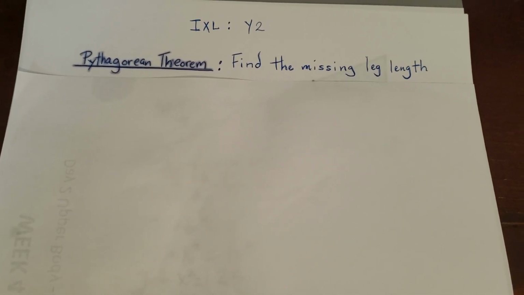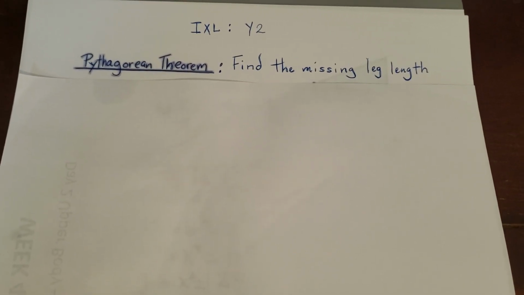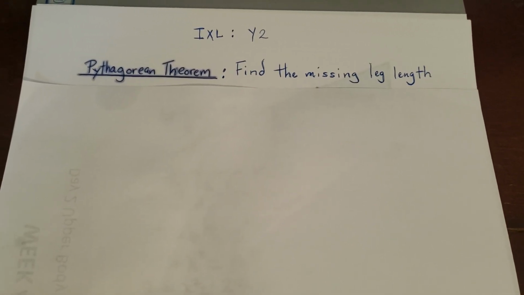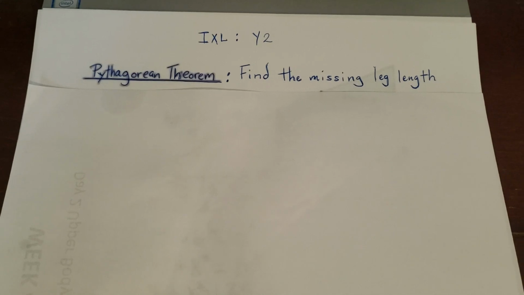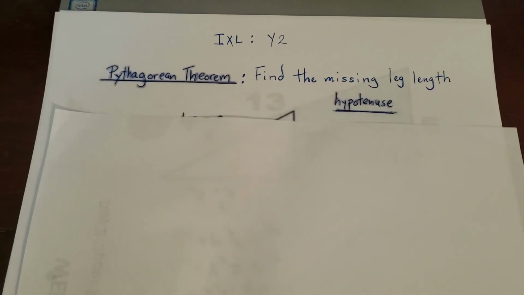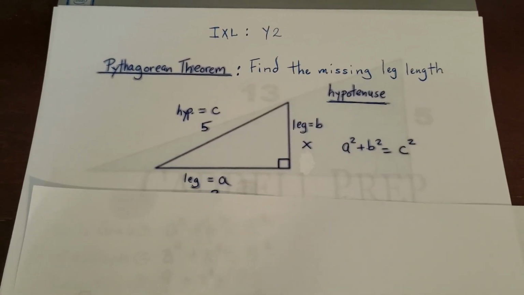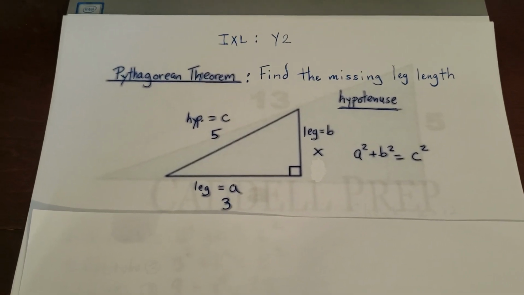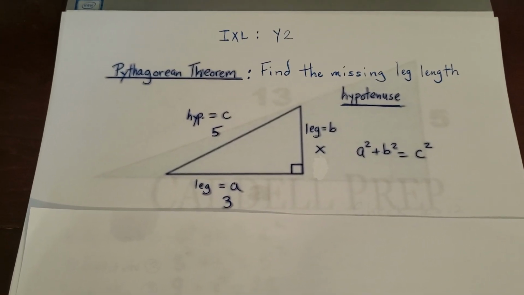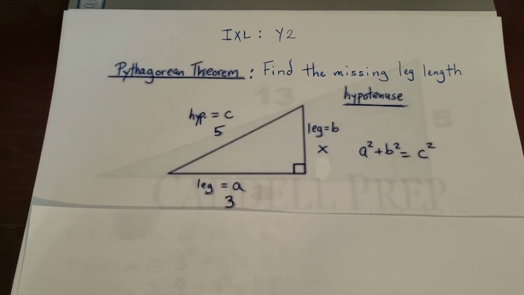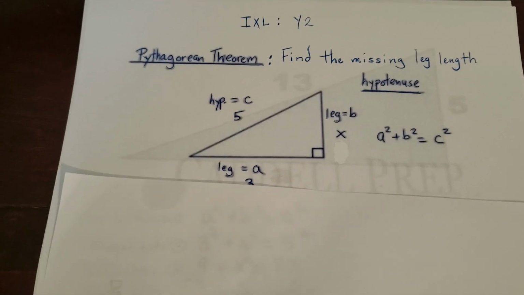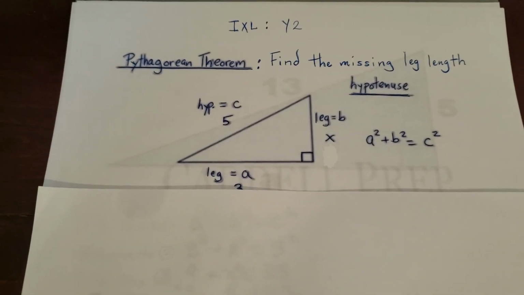What I want to discuss today is IXL Y.2. Your assignment is finding the missing leg length when given a right triangle. So let's look at a problem. All right, so this is the situation. We have a right triangle where leg A is 3, the hypotenuse is 5, and on leg B there's an X.